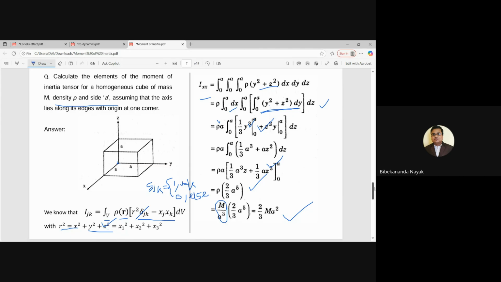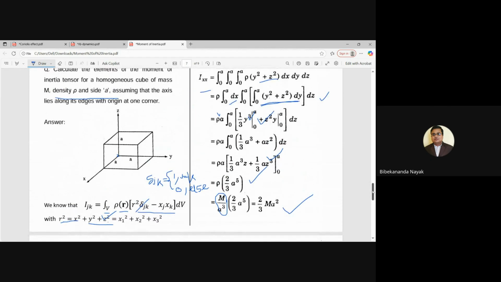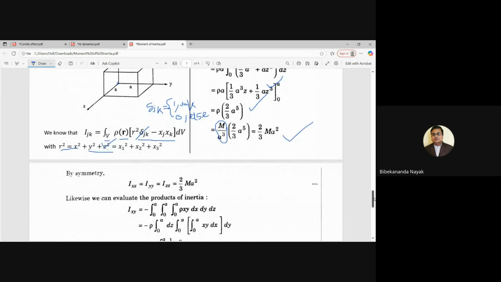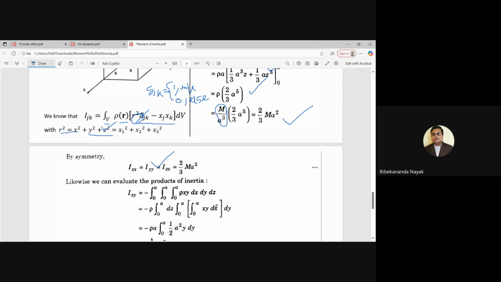Let's go to the second component, xy. The xx component is the same as the yy component and zz component, since it is a cube. Now go to the product xy. In the xy case, delta jk is equal to 0, so this term vanishes. Only minus rho x j x k remains. Means xy gives minus rho x y integrated over dx dy dz.